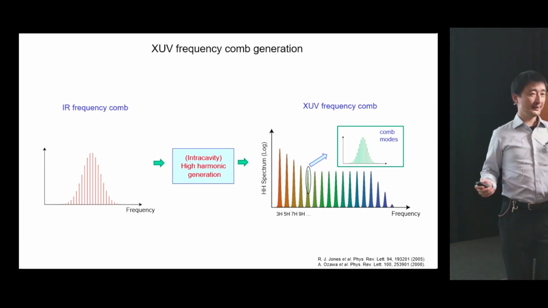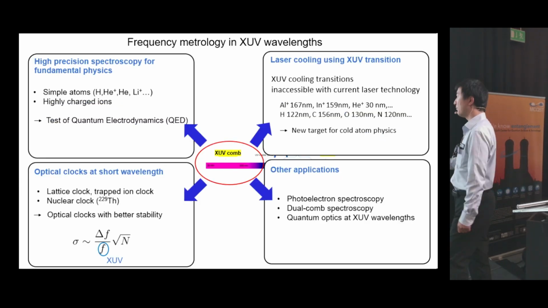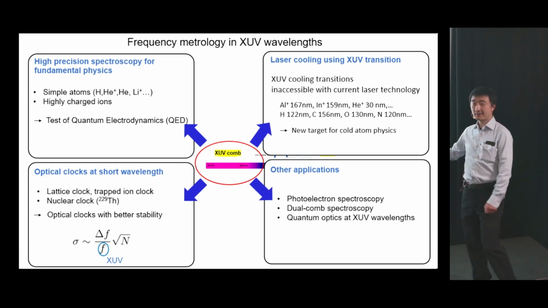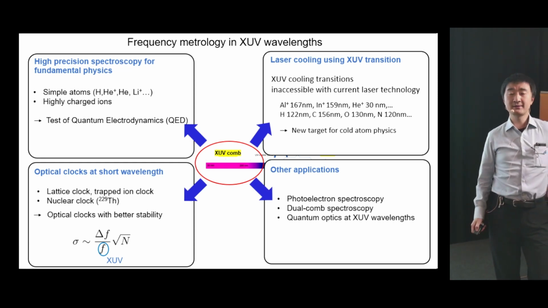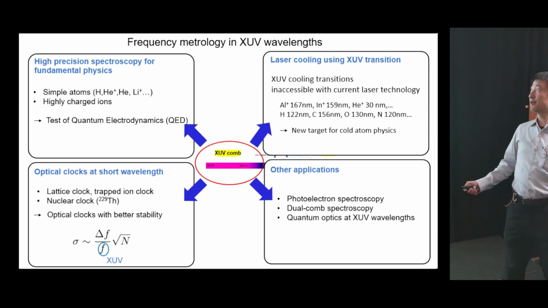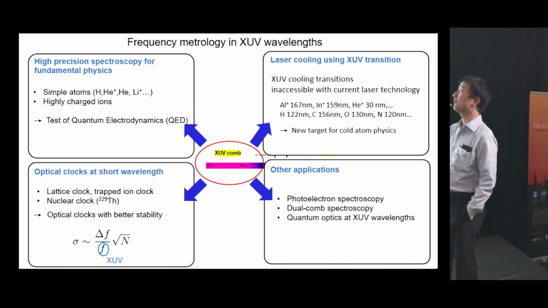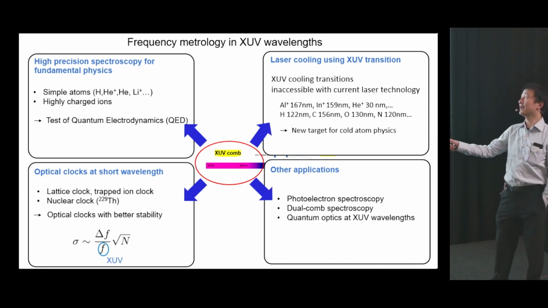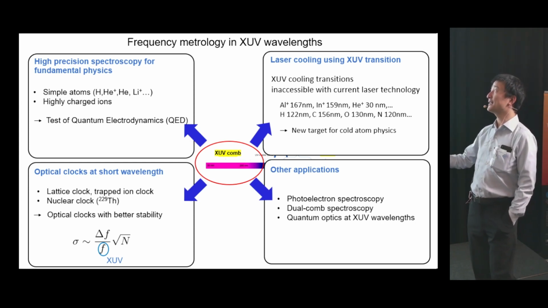So let's see. Once we generate XUV frequency combs, what possible applications can we think about? These are the list of applications that I can imagine by using frequency combs at such very short wavelengths. For example, let's look at this first application, precision spectroscopy for fundamental physics. There are many atomic targets like helium-plus, lithium-plus, lithium 2+, and so on, also highly charged ions.